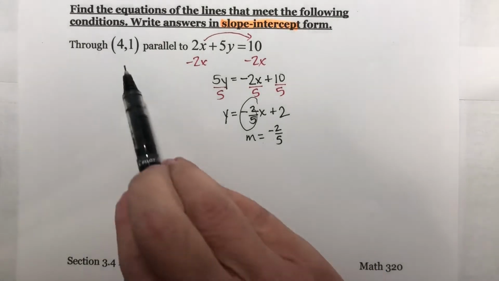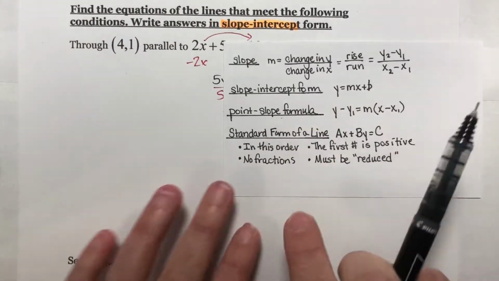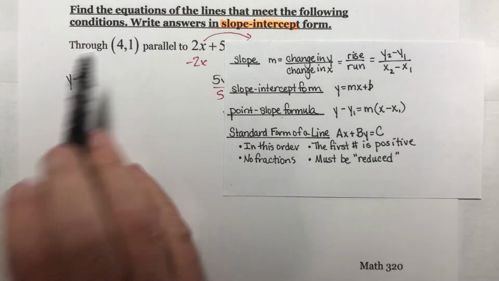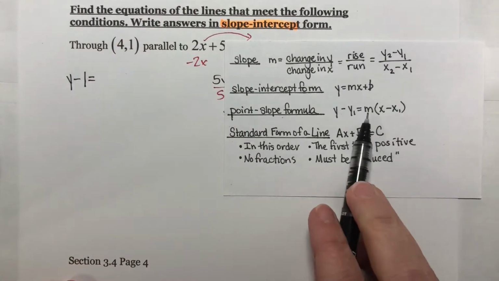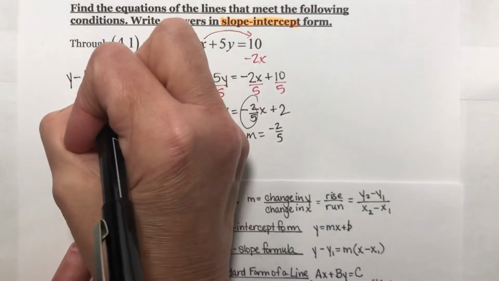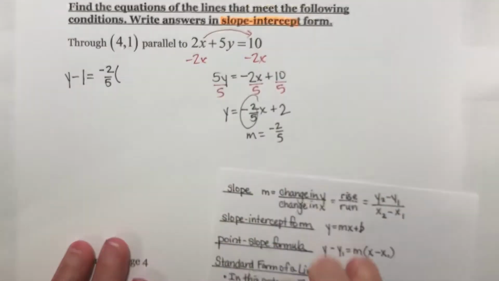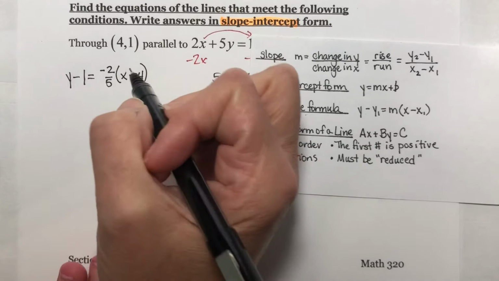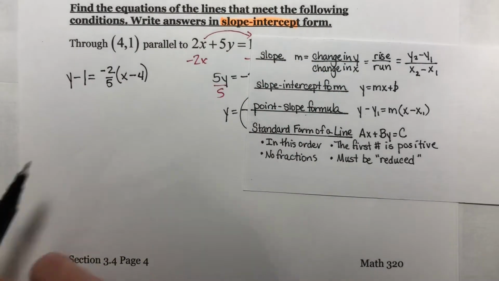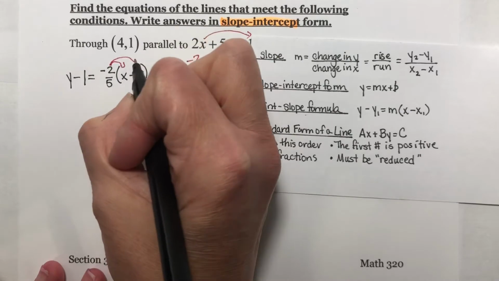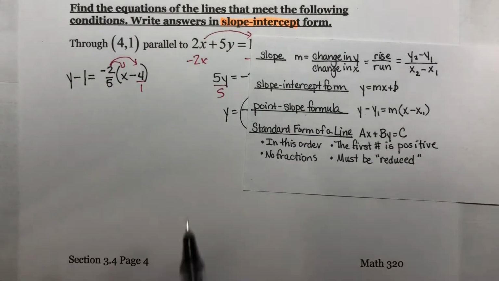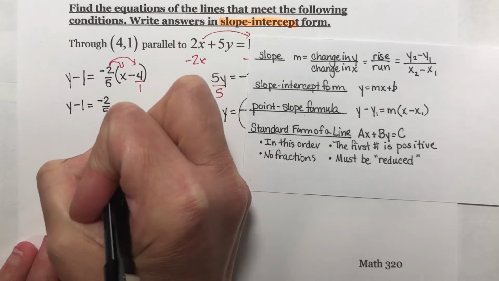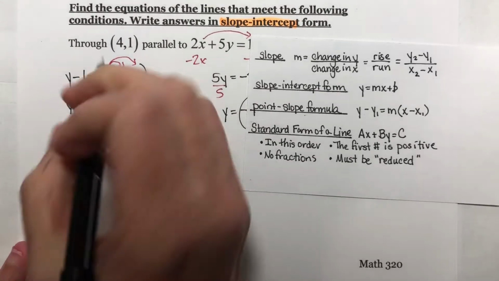Okay, so I have a slope, I have a point. I'm going to use the point slope formula. Point slope. So I have y minus y1, and y1 is 1, is equal to the slope, and we're using negative 2/5, times x minus x1, so x minus 4. Now I need to distribute the negative 2/5, and this is 4 over 1. So I have y minus 1 is equal to negative 2/5 x. I have a negative times a negative, so it's going to be positive.